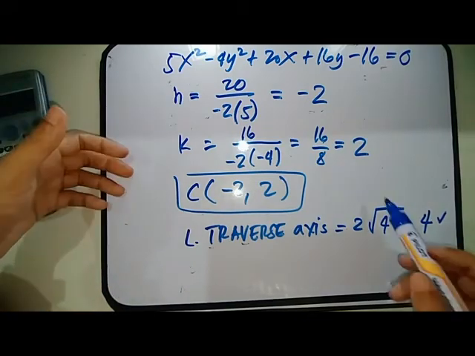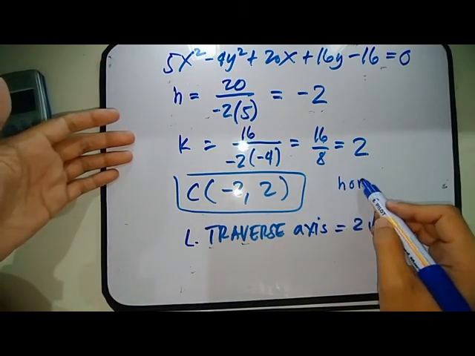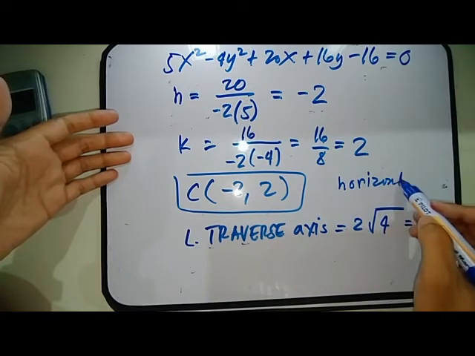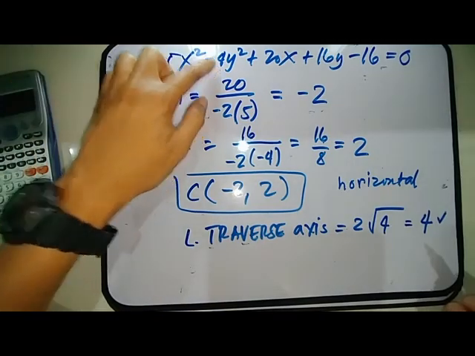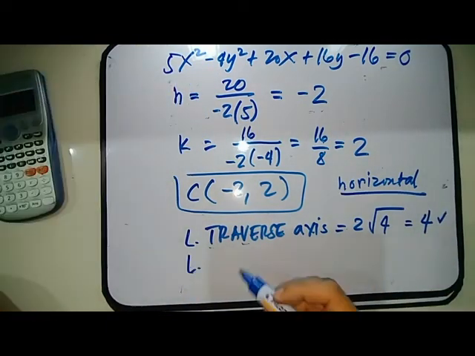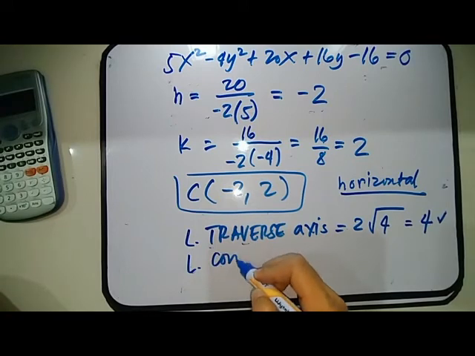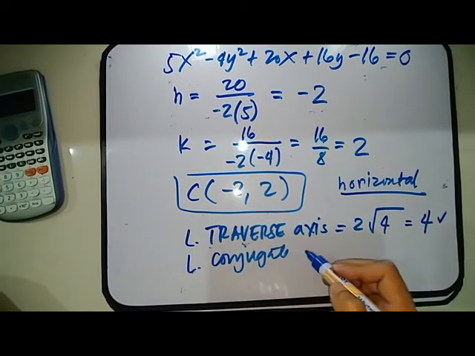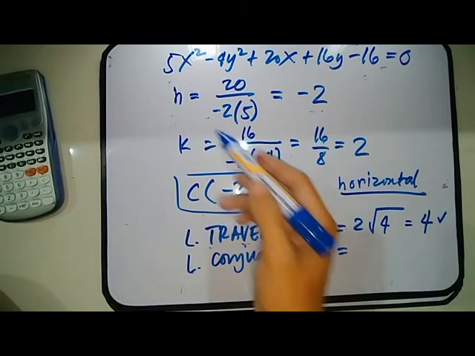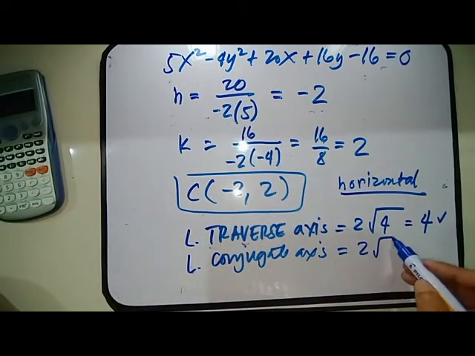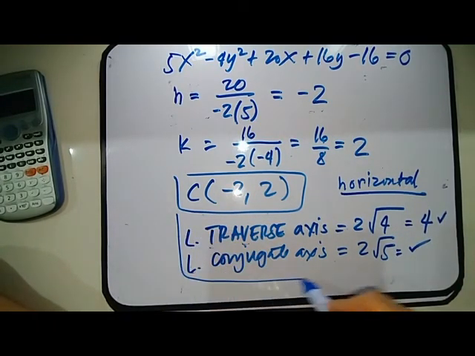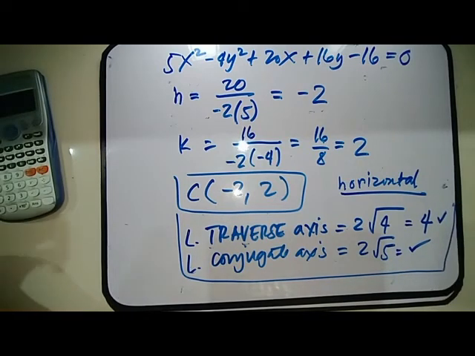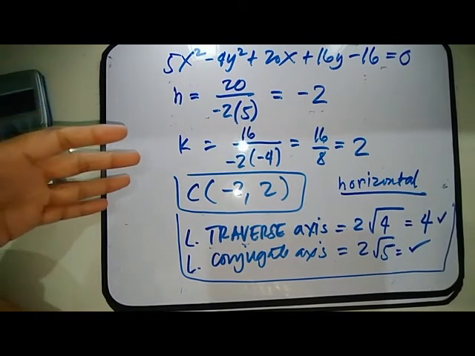So, I repeat guys, if your transverse axis is horizontal, your A is just the square root of your coefficient ng naka y squared. So, babalik ta rin natin. Now, ang length naman ng conjugate axis, doon naman tayo mag-focus sa x. So, that is 5. So, 2 times square root of 5. So, ganun lang guys, kadali siya makuha yung lengths of transverse and conjugate using the formulas.